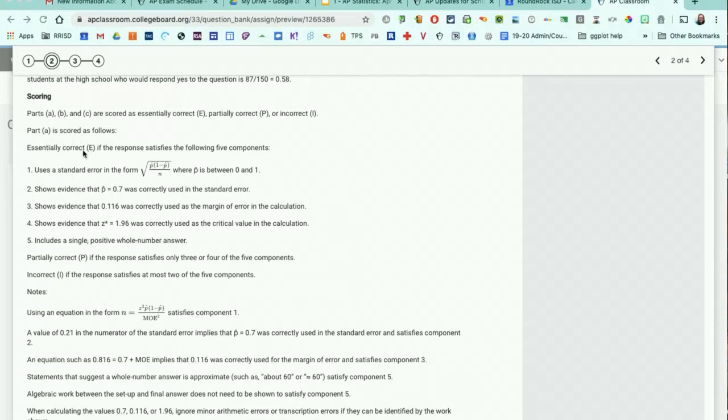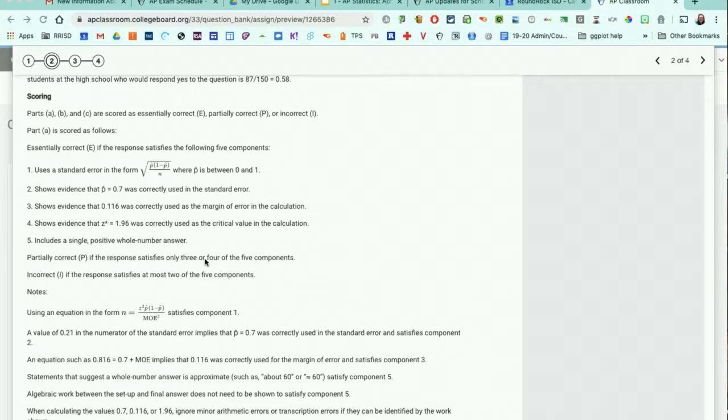So on part A, it says it's scored essentially correct if it has the following 5 components. It uses a standard error formula, the square root of p-hat times 1 minus p-hat over n, shows evidence that they used 0.7 as p-hat, shows evidence that 0.116 was correctly used as the margin of error, and then shows evidence that z star of 1.96 was used. And the fifth thing is it includes a single positive whole number answer. So those are the 5 components. If you had all 5 of those in some way or fashion, you would get an E for that part.